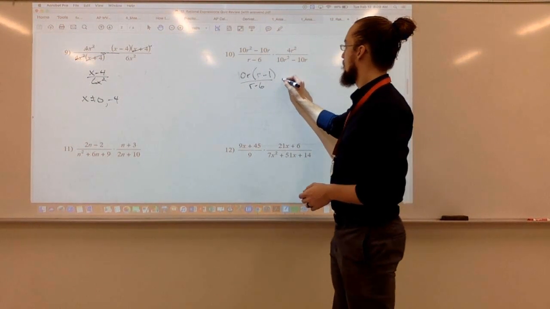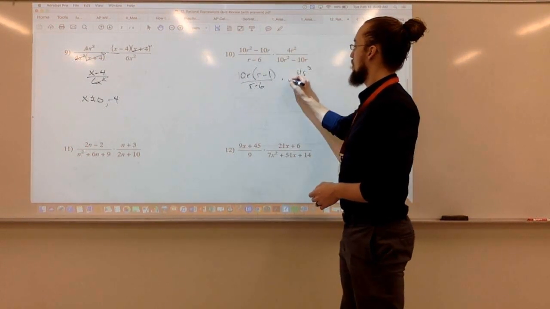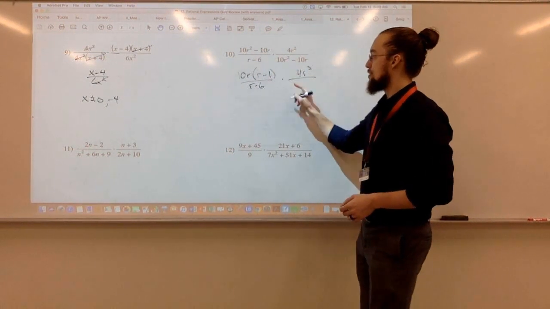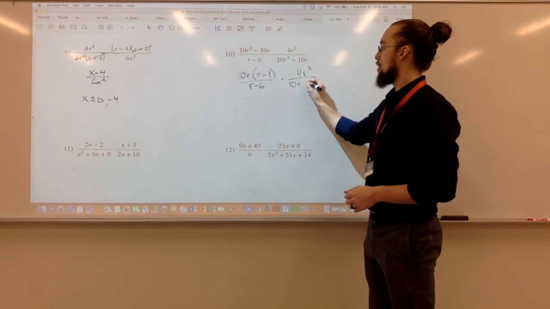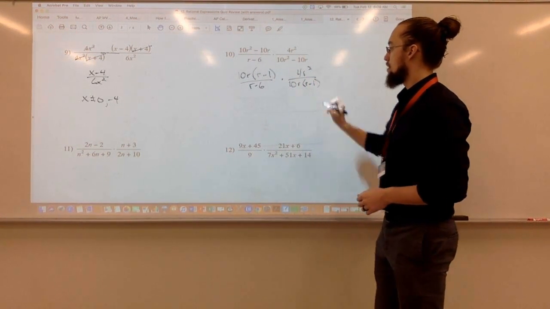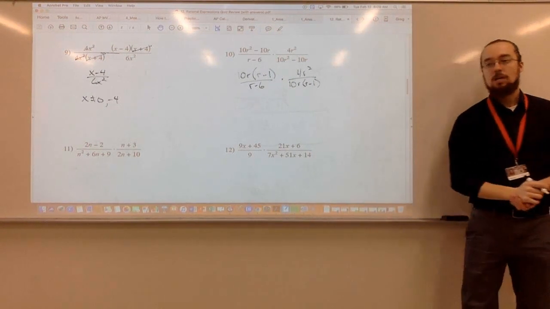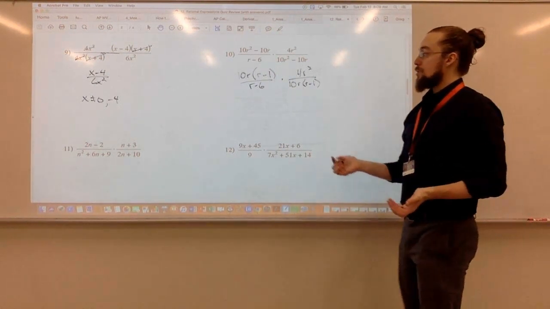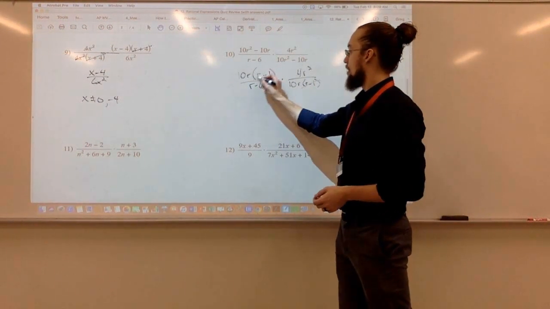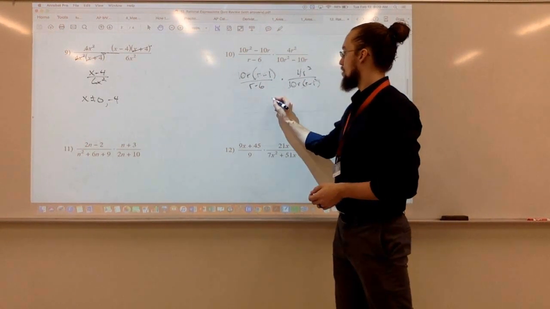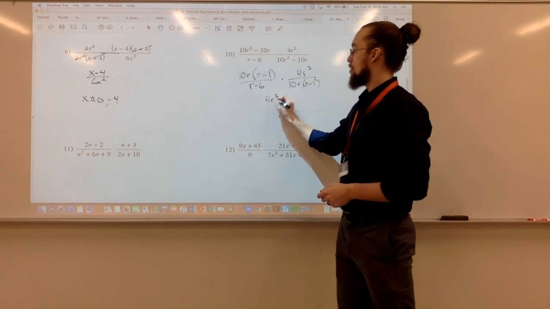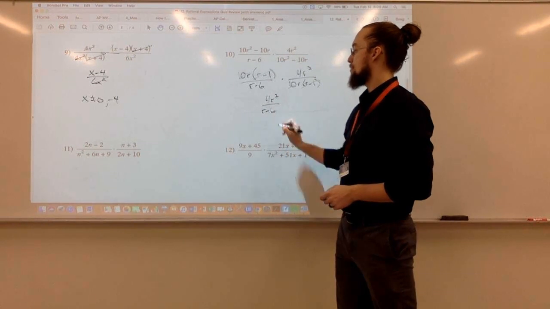Then over here, we got 4r squared, and then the denominator is the same as the numerator in the other one, so that will factor the same: 10r times r minus 1. So now we can cancel what we want. The r minus 1s, the 10r's, and we're just left with 4r squared over r minus 6.